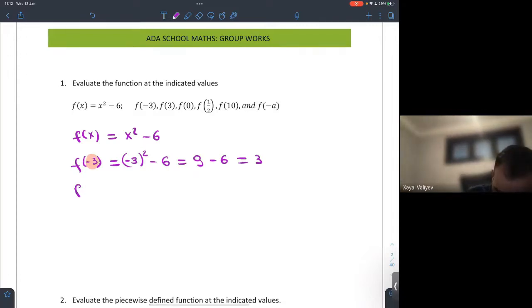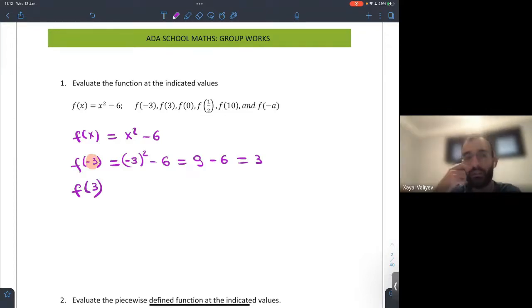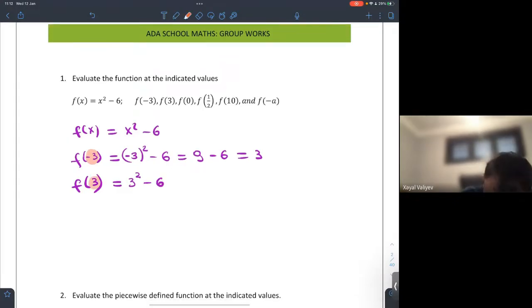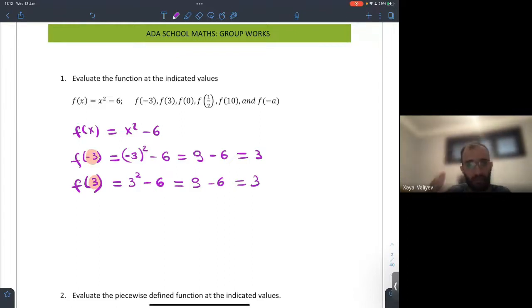And the next one is we are calculating the value of the function at 3. So I'm going to do exactly the same thing. I'm going to write 3 squared minus 6, because this is the value of x. Because it's squared, that will be 9 minus 6, which will again be 3. So basically this function gives the same output whenever we have 3 and negative 3.